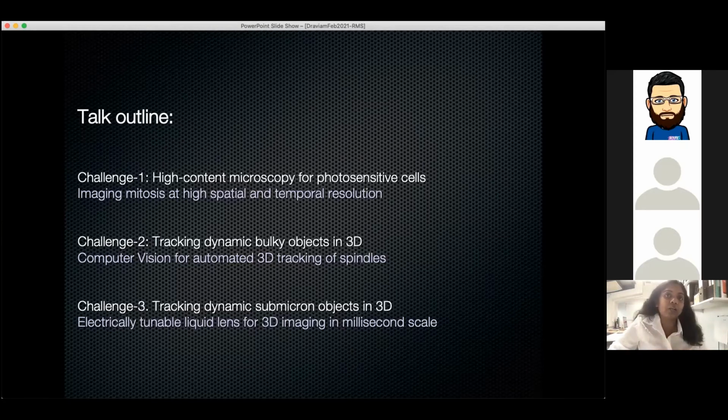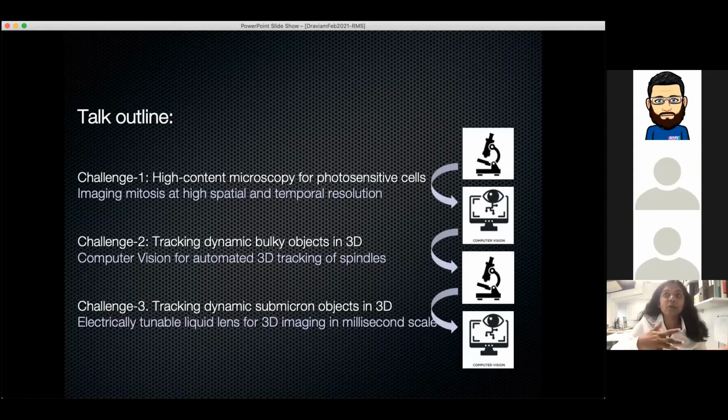So I'll also tell you how we are using artificial intelligence to develop tools that will help us automate the analysis process. And the third challenge actually brings us closer to the long-standing challenge, which is the imaging across scales challenge. How do you look at each and every microtubule end of this entire mitotic spindle? So you want high resolution and high speed imaging. How do we achieve that? So I'll introduce you to liquid lenses and how in my group we are starting to use liquid lenses for 3D imaging in the millisecond scale.